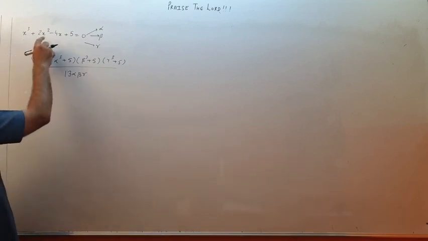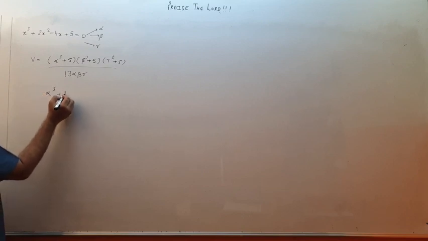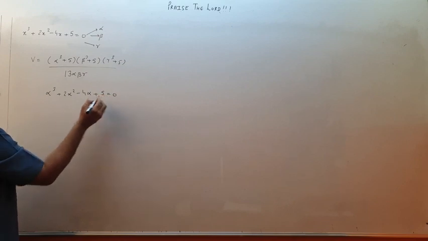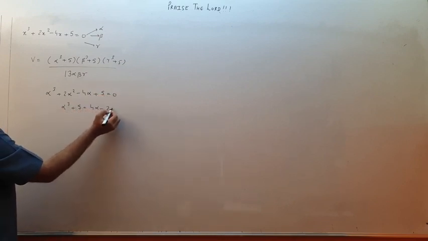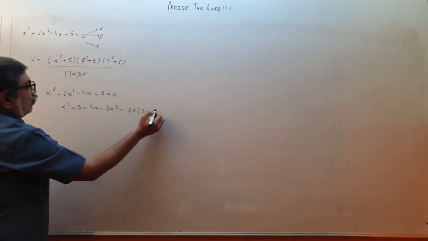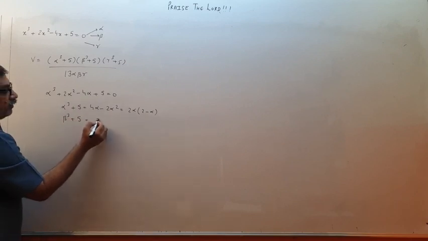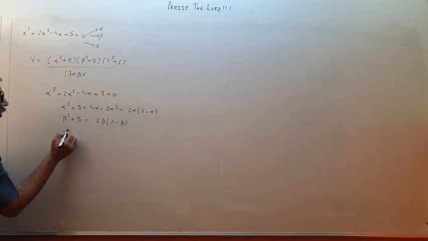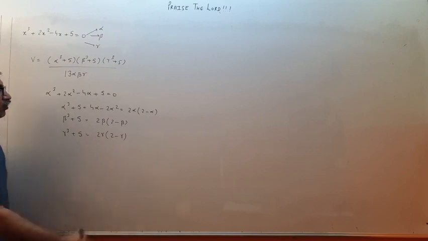If you see x cube plus 5, if I put this as alpha, I will get alpha cube plus 2 alpha square minus 4 alpha plus 5 equal to 0. That means alpha cube plus 5 will be 4 alpha minus 2 alpha square, and that will be 2 alpha common, 2 minus alpha. Similarly, beta cube plus 5 will be 2 beta into 2 minus beta, and gamma cube plus 5 will be 2 gamma into 2 minus gamma.